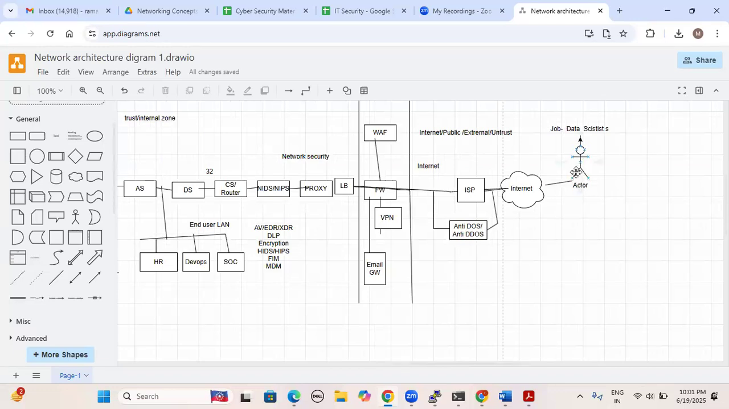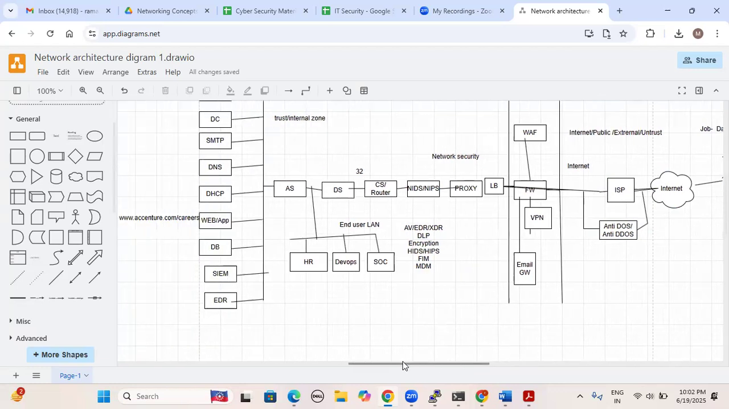The traffic will go from the candidate to the internet, and the internet to the ISP router. Then all the security validation will be completed. So ISP router, then firewall, firewall to load balancer to proxy, proxy to our network IDS and network IPS, then core switch, distribution switch, and access switch. Then it will go to the web server. DNS resolution also happens.